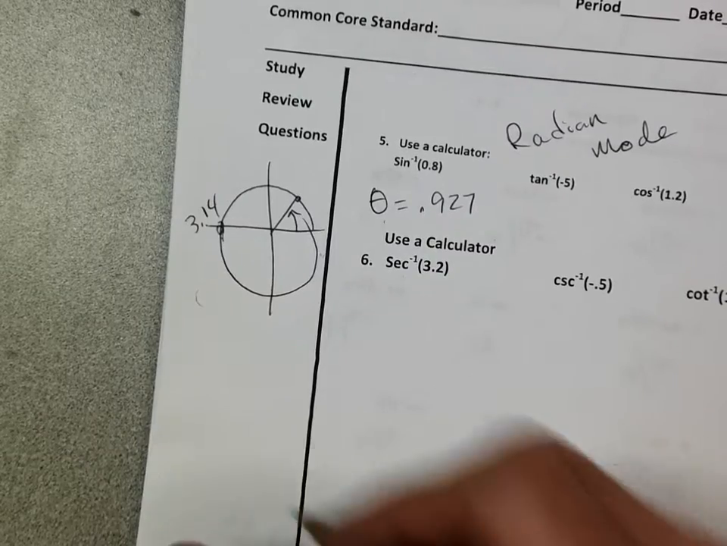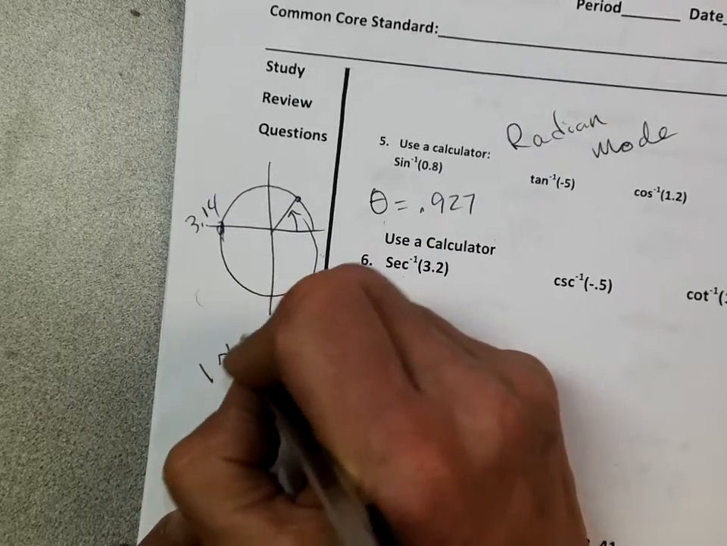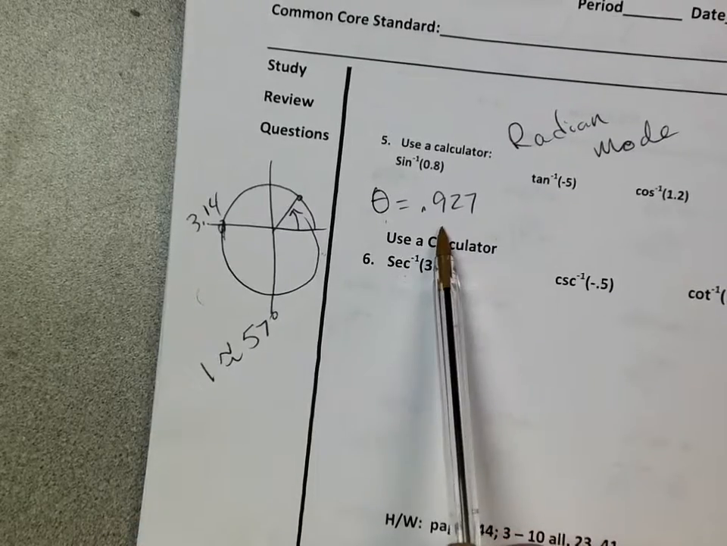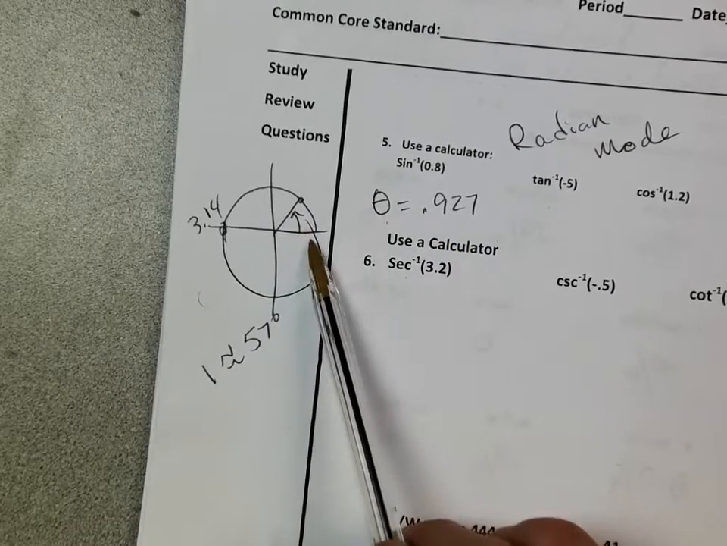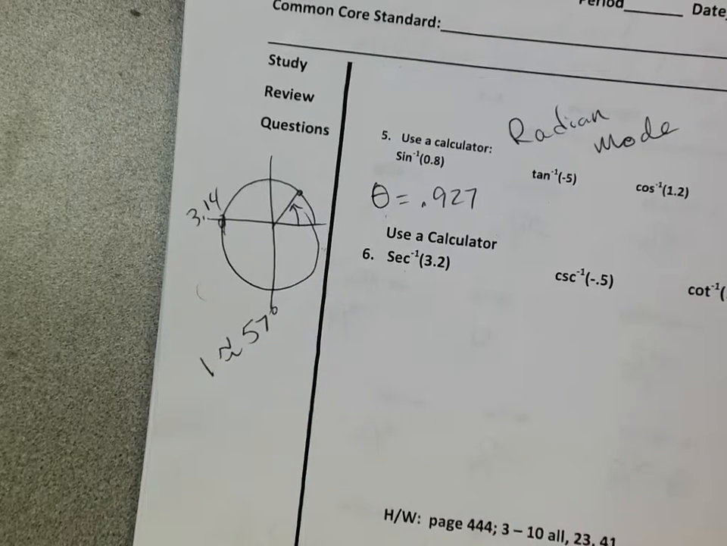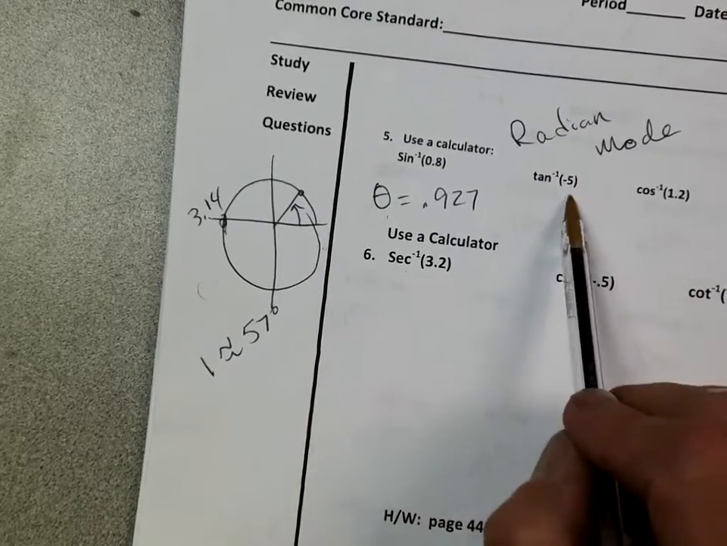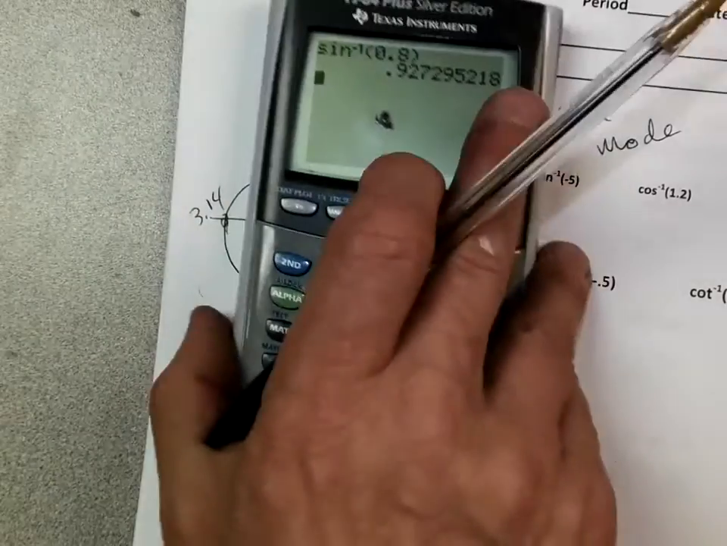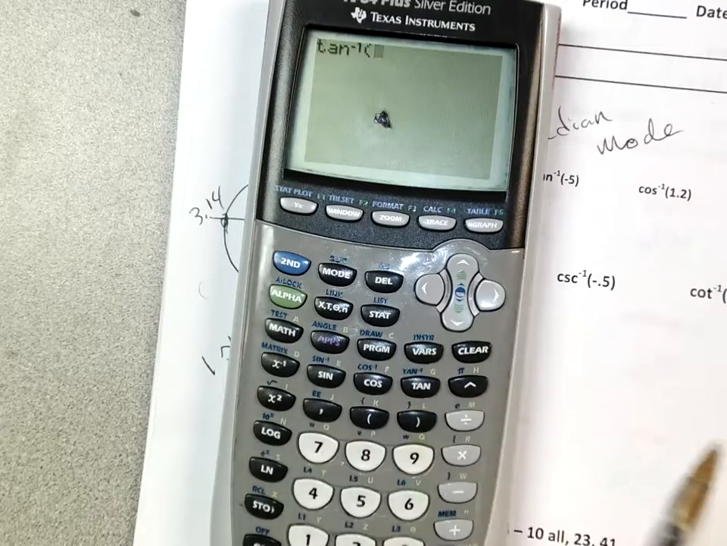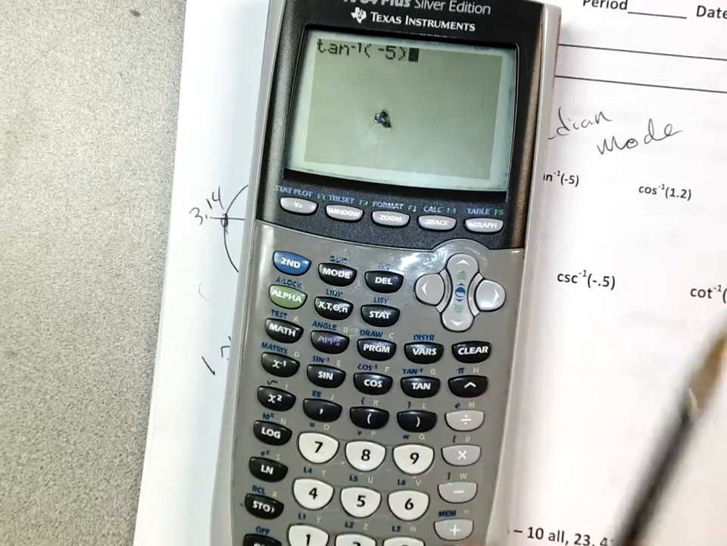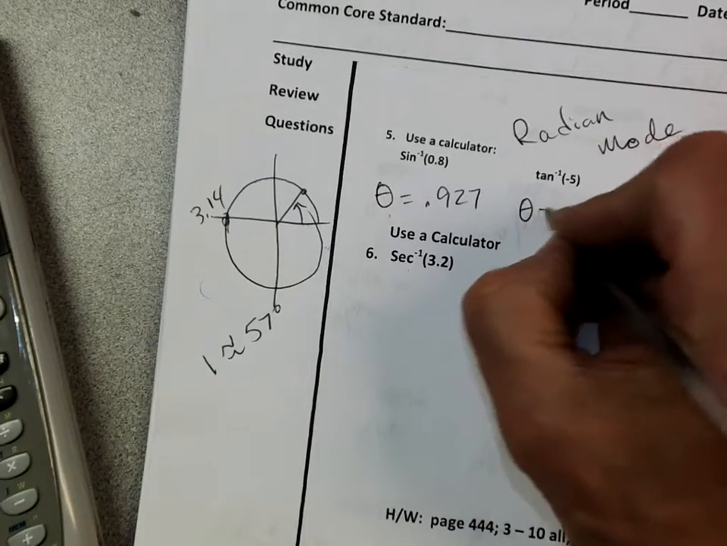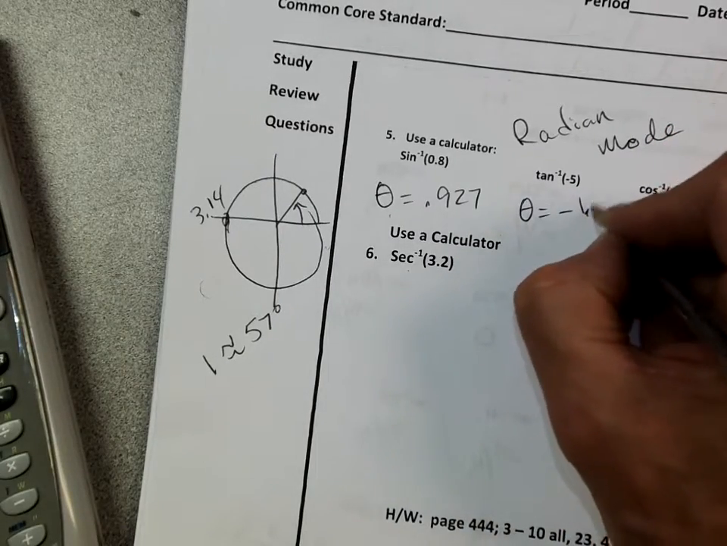We know that 1 radian is approximately equal to 57 degrees. Okay? You got that? This is an angle in terms of radians. It's about that big. It's a little bit smaller than 57 degrees. All right, tan inverse of negative 5. Just do it. So clear. I'm going to go tan inverse of negative 5, and I'm going to answer about negative 1.37. So theta is negative 1.37.